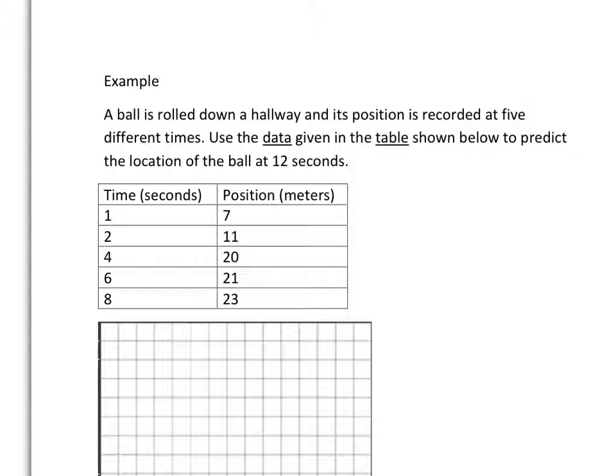So here's an example of an experiment that was run. A ball was rolled down a hallway and its position was recorded at 5 different times. So we're going to use the data given in the table, and we're going to predict the location of the ball at 12 seconds. So first what I'm going to do is I'm going to make a scatter plot.